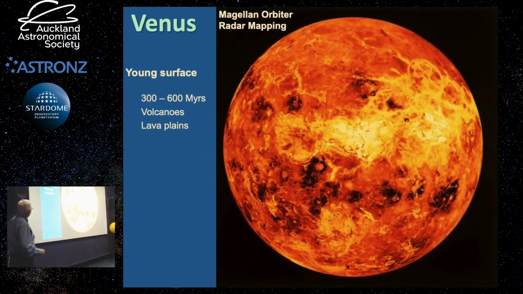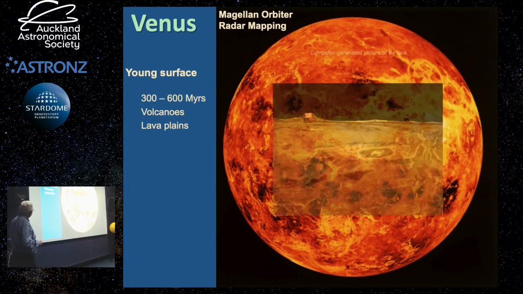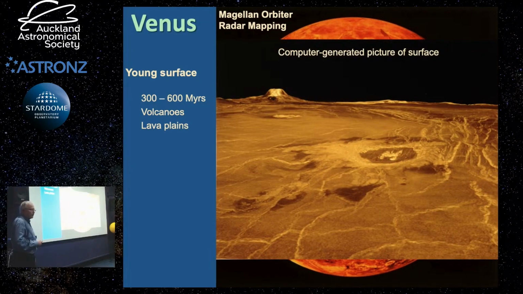So here's a radar mapping to cut through that cloud, and this was done through NASA's Magellan orbiter, and it's found to have a very young surface. There's been a lot of extensive volcanic activity over the years. So it's got young lava fields, a young surface, somewhere between 300 and 600 million years, which really is almost like a blink of the eyelid geologically. So a lot of volcanoes and a lot of lava plains. And that there is a computer-generated image of a particular region of the surface of Venus to give you an idea what it would look like.